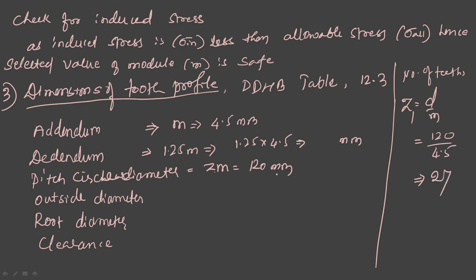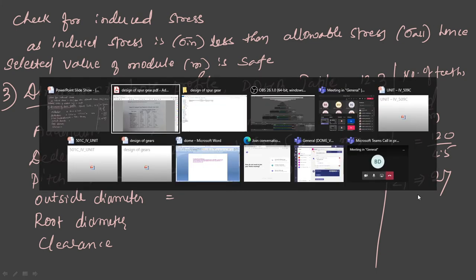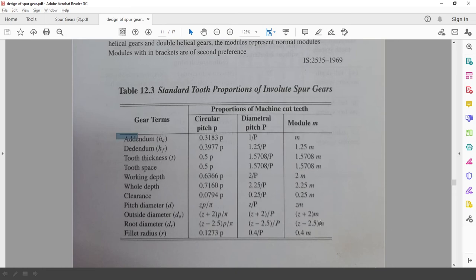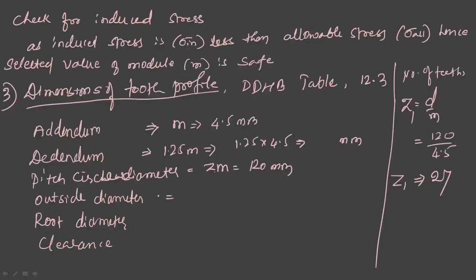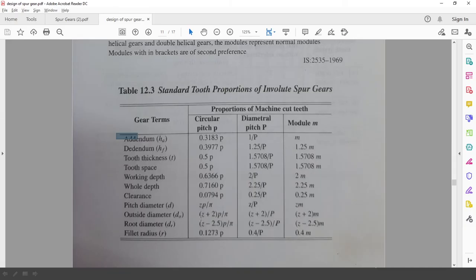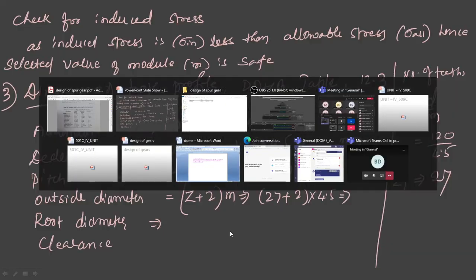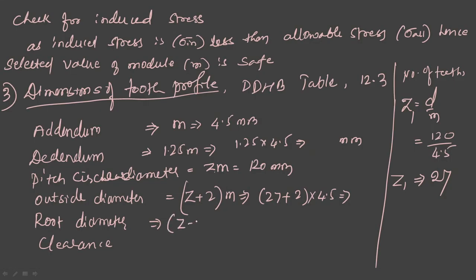Okay, so now outside diameter. Now z1 equal to 27. So outside diameter is z plus 2 into m. Okay. So now 27 plus 2 into 4.5. Now root diameter, it is z minus 2.5 into m.